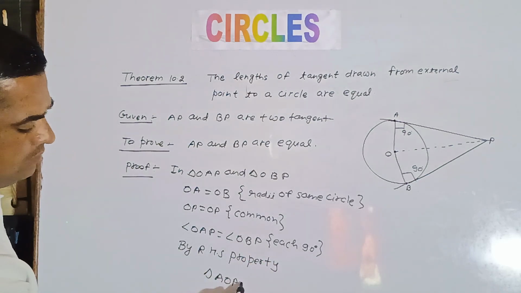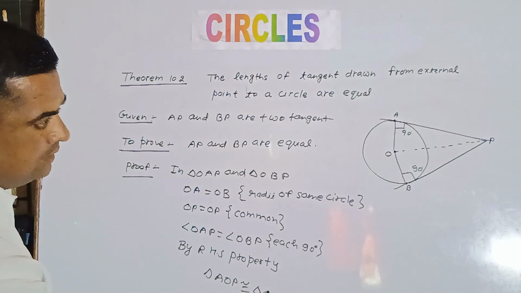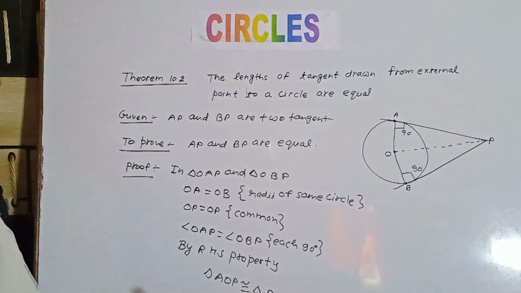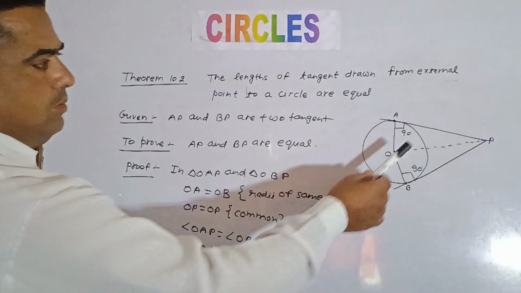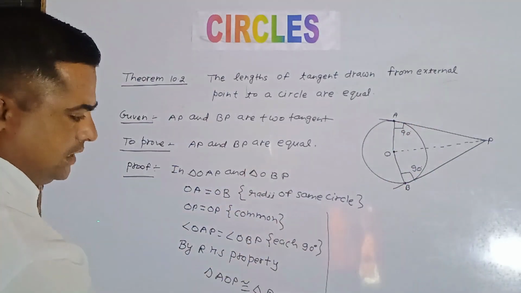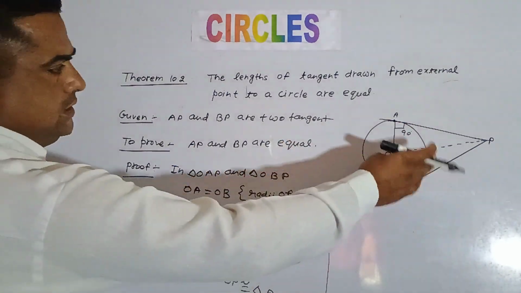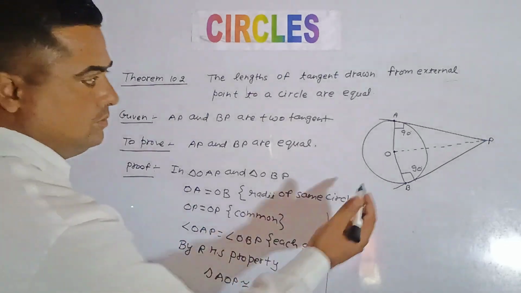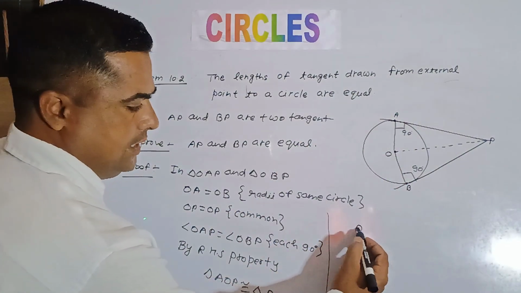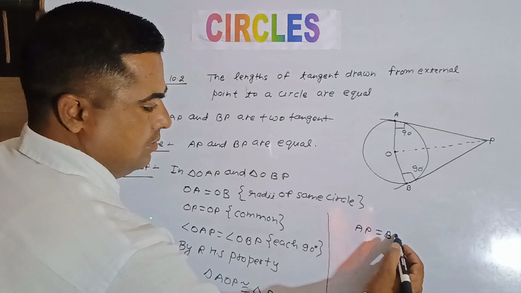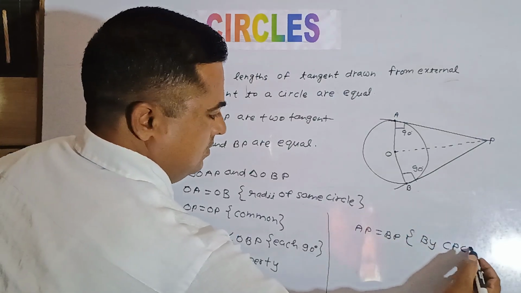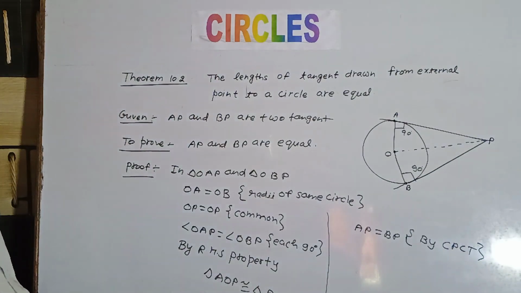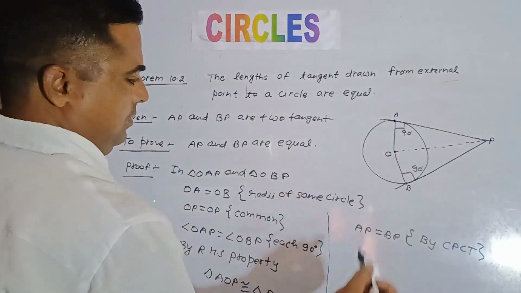triangle AOP is congruent to triangle BOP. Students, these two triangles are congruent. Now what can you say about AP and BP? If two triangles are congruent, their corresponding sides will be equal. You can write here, AP equals BP. Why? By CPCT, corresponding parts of congruent triangles. AP equals BP. Hence proved.